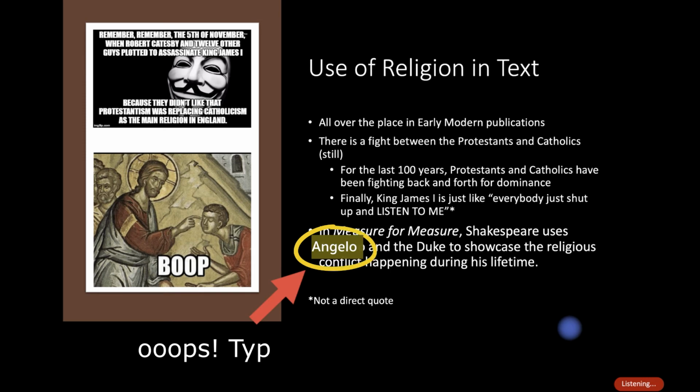Okay, so like I alluded to before, the use of religion in text is kind of all over the place in Shakespeare's works. So there's a fight between the Protestants and the Catholics at this time. They've been fighting for about 100 years. Protestants gained some power, and then the Catholics took it back, and then the Protestants took it back, and it was just going back and forth. But then finally King James comes in, who was Catholic, and he just tells everyone, nah, I'm the dude, right? And so he just decides that everyone's going to listen to him. It's not going to be about religion. It's just about him and the right that he has to rule based on that divine right of kings that we talked about earlier.